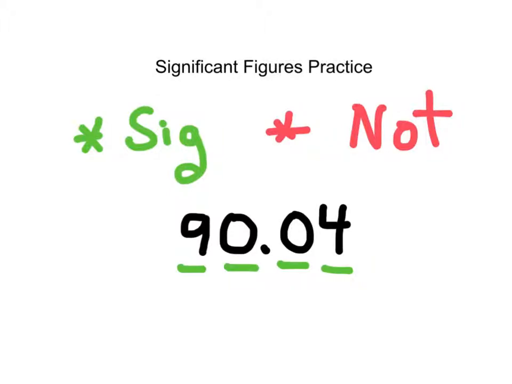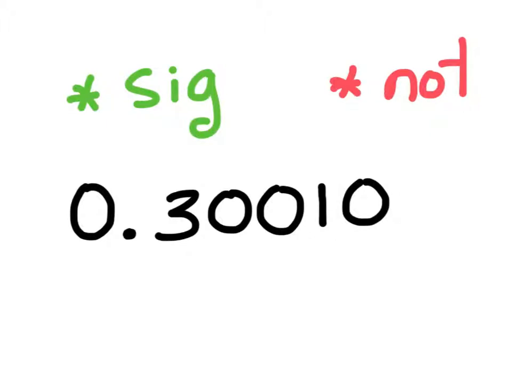Let's try another one. Lots of zeros. What do you think? Pause it and check. Okay, so in this one, we actually have 1, 2, 3, 4, 5 significant digits. Why are those zeros all significant but not this one? Well, that one is what we call a leading zero. The leading zero comes before any numbers. It doesn't matter if it's before or after a decimal, only if it's before any numbers. Leading zeros are never significant.